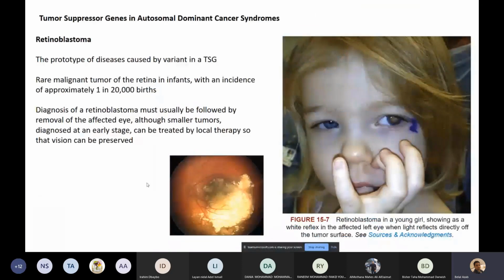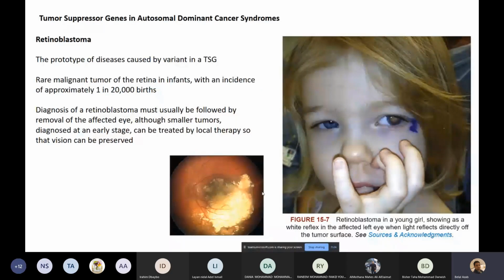The tumor suppressor genes in autosomal dominant cancer syndromes: retinoblastoma is the prototype disease caused by variants in tumor suppressor genes. It was the first disease studied by Alfred Knudson, and it's a rare malignant tumor of the retina in infants. Incidence is approximately 1 in 20,000 births. Diagnosis of retinoblastoma, as you can see, is by fundus imaging. So basically, if you look through a fundoscope, a magnifying lens through the pupil of the eye, you would see the retina.